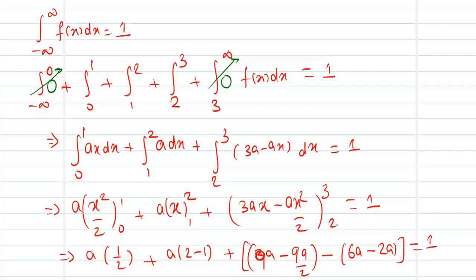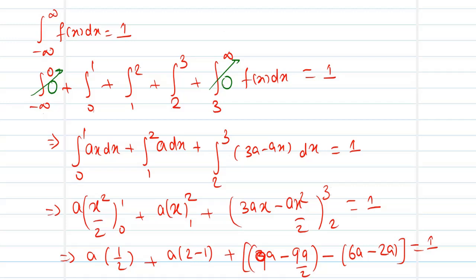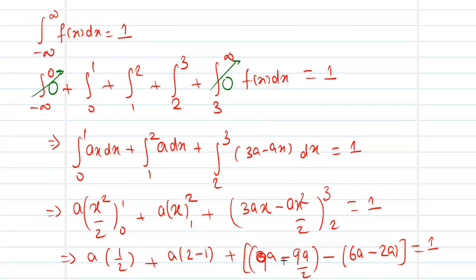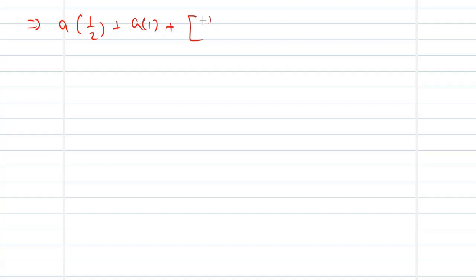This is going to be equal to 1. Now moving on, we have a times 1 by 2 plus a into (2 minus 1), which is going to be equal to 1, plus this gives me 9a minus 9a by 2. 2 was the LCM, 9 2s are 18, 18 minus 9 is going to be 9a by 2. Make sure you differentiate your 9 and a.